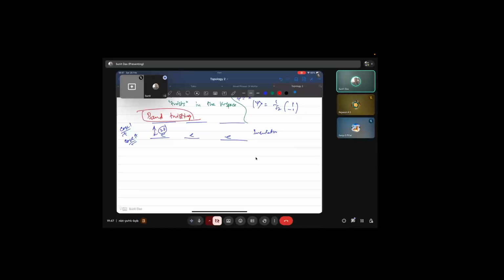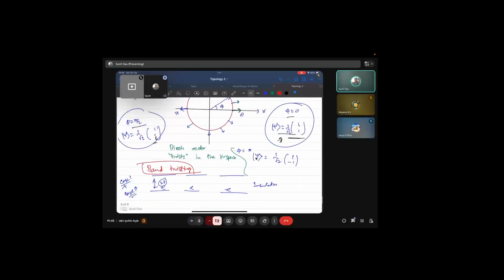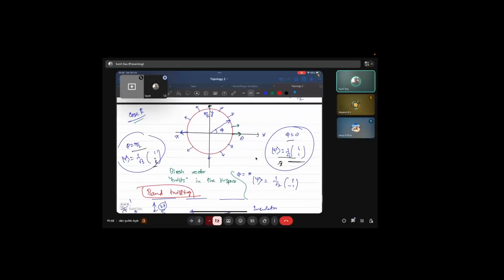Band twisting. What this necessarily means is that the wave vector direction in the Bloch space, or Bloch sphere, changes its direction as we change the k. Okay. Now, how do we measure this twist?